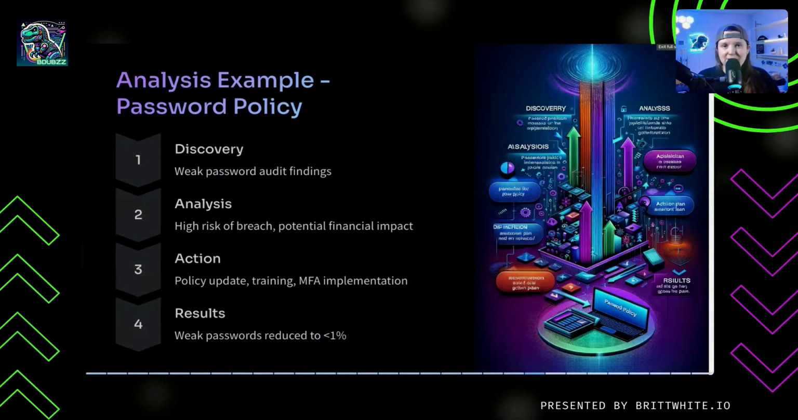Given the high risk, we set a 72-hour timeline for remediation. We fix the issue by updating the policy, conducting emergency staff training, and implementing MFA where legacy systems can't handle the new password requirements. A follow-up scan 2 weeks later shows that weak passwords have dropped to less than 1% of users. If we discover that the root cause is actually a flaw in our authentication software, we ethically disclose it to the vendor. This shows how analysis transforms data into actionable solutions.